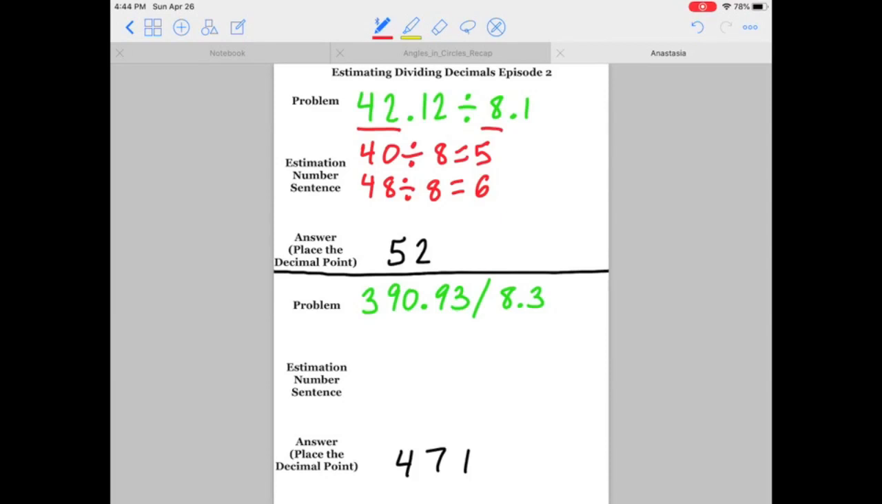I'm trying to think of any others. You might want to make 42 a 50, right? And 8.1, you can move up to a 10, right? Because that's kind of close to 10. And that would give me 5.